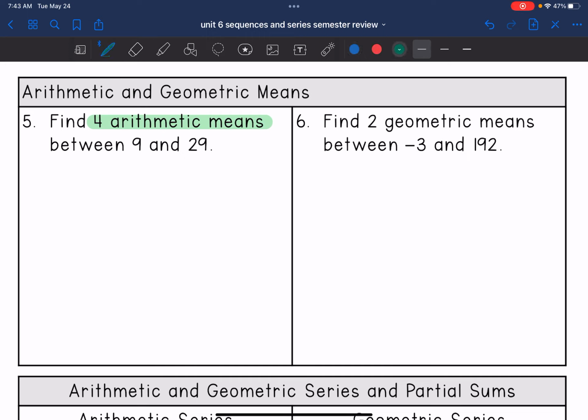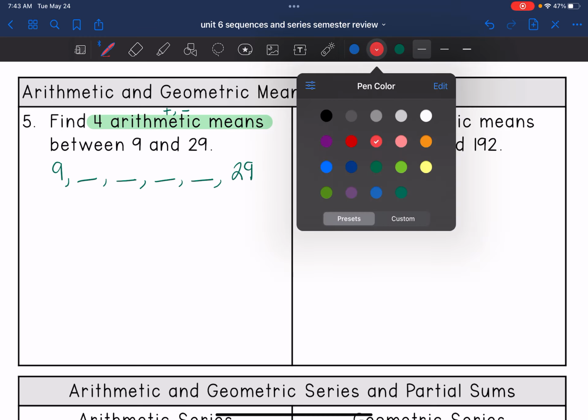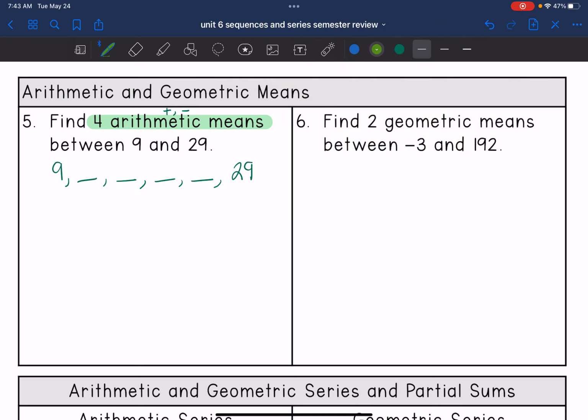So arithmetic means that it's either going to be adding or subtracting, so we'll figure that out in a little bit. But there is some sequence out in the world that starts with 9, then there's 4 numbers, and then it's 29. So they want us to figure out what 4 numbers go in those blanks. So you're going to use the explicit formula of this sequence, which is a sub n equals a sub 1 plus d times (n minus 1). So we're going to use that formula to figure out what d is. So figure out the pattern, and then we can fill in the blanks. But that would mean that I know everything else, which I do.